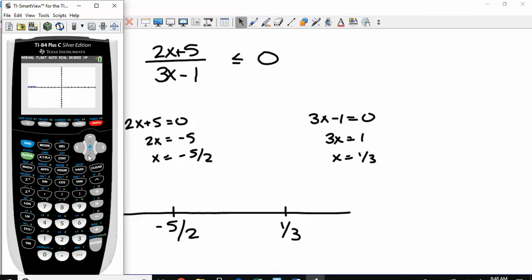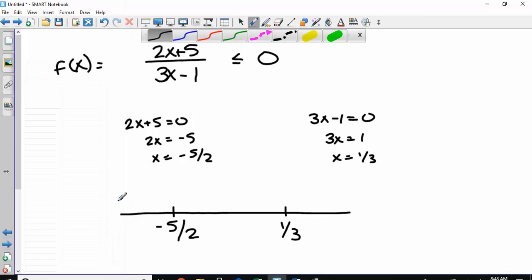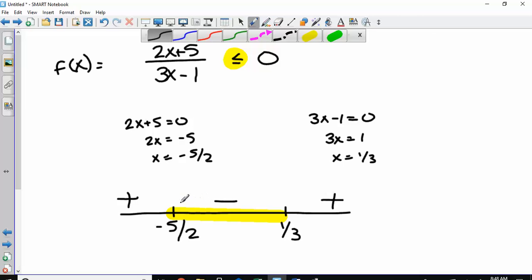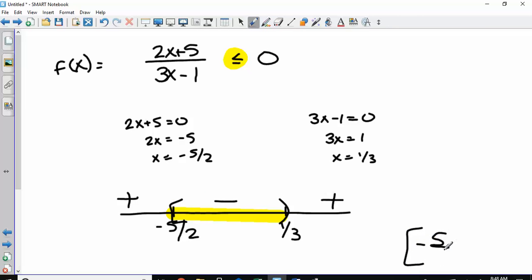And what we're trying to decide is if it's positive or negative. So this one starts above the axis, then it goes below, and then positive. So we have positive, negative, positive. Okay, then you have to look at the inequality to know which ones I wanted. I gave you less than 0, less than means negatives. Equal to means bracket. Do both of those get a bracket? You can't have 0 on the bottom, so 1/3 has to have a parenthesis. So it's a bracket, -5 halves, comma 1/3.